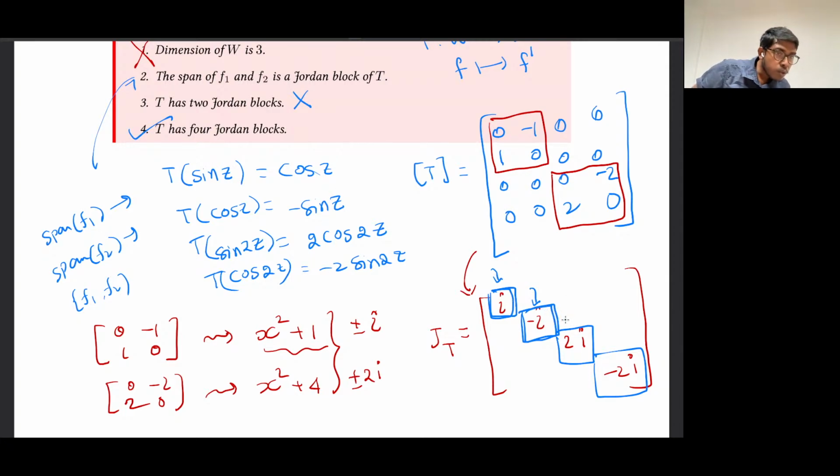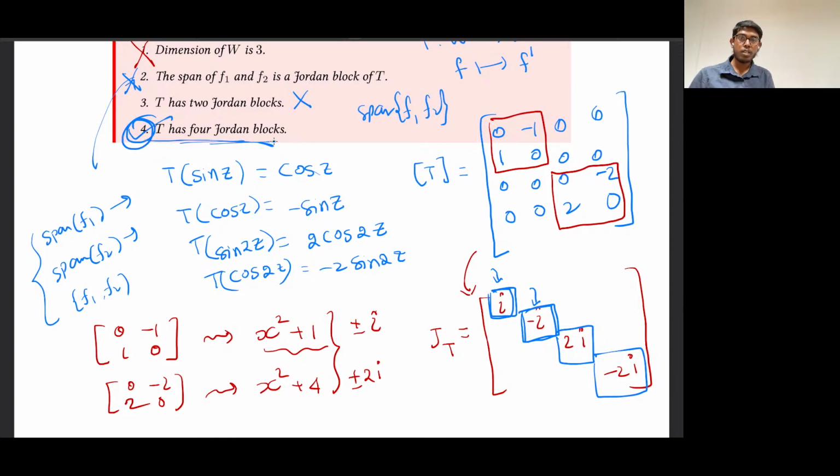So 2i and minus 2i. So that's the earlier comment, right? As I told, I don't know what the meaning of this is. So span of F1 and F2, I guess that's the meaning of span of F1, F2, is a Jordan block of T. That's not correct, so this is false. So the correct option is the fourth.